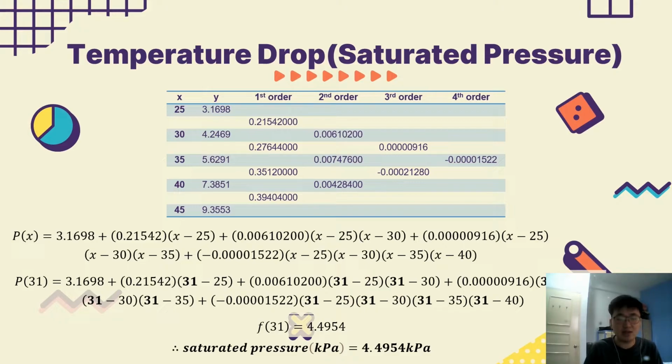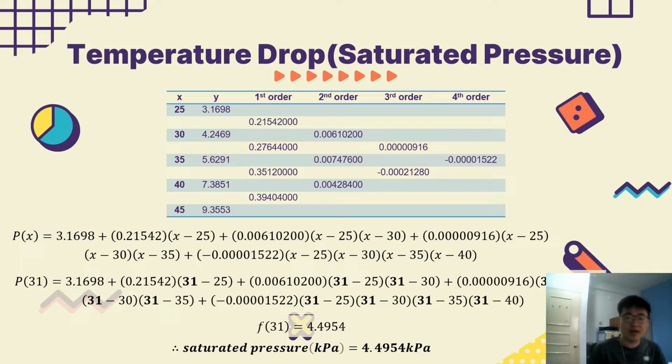Then we times the corresponding terms, and for example, we'll get this formula. After getting this formula, we'll substitute the temperature we want. The temperature we want to calculate is 31 degrees, so we substitute 31 degrees into the x value. At the end, we'll get that when the temperature is 31, the saturated pressure will be 4.4954 kilopascal.